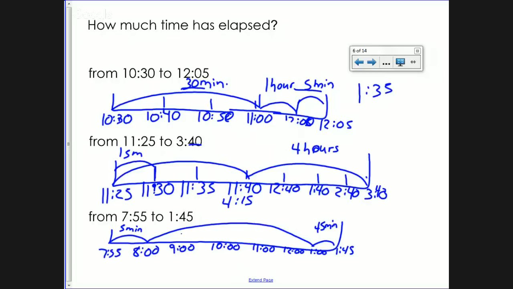Looking at the number of hours, 1 hour, 2 hours, 3 hours, 4 hours, 5 hours. So 5 hours and 45 plus 5 makes 50. So 5 hours and 50 minutes.